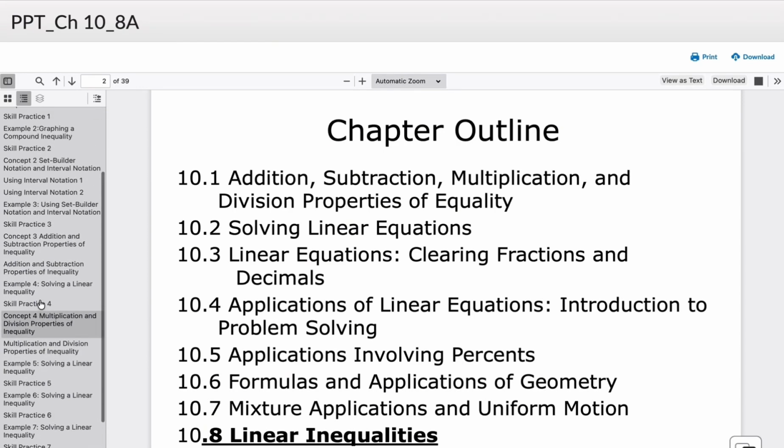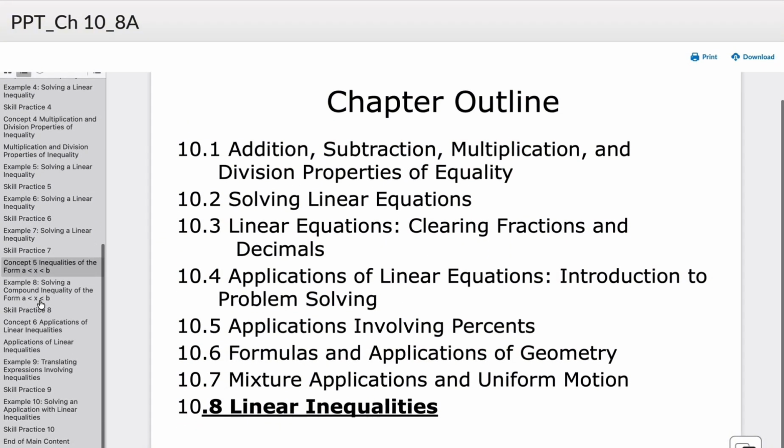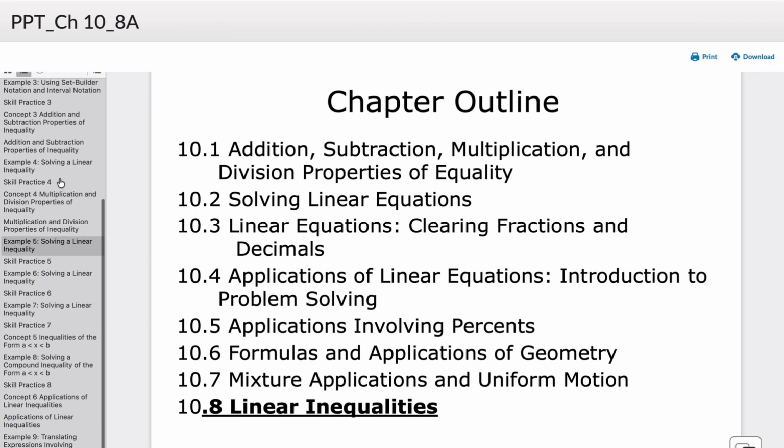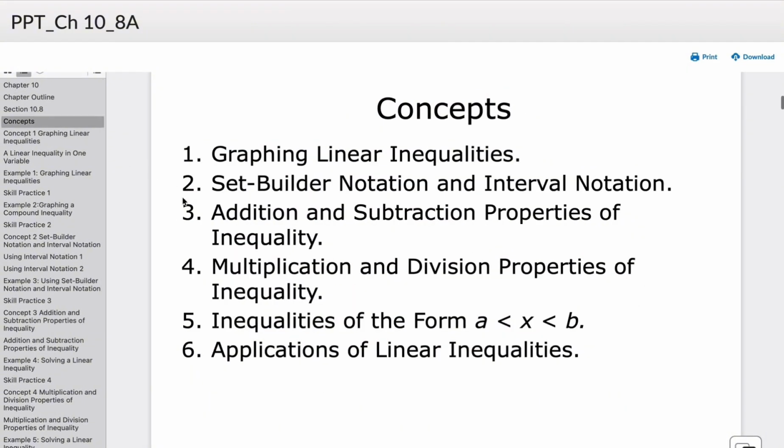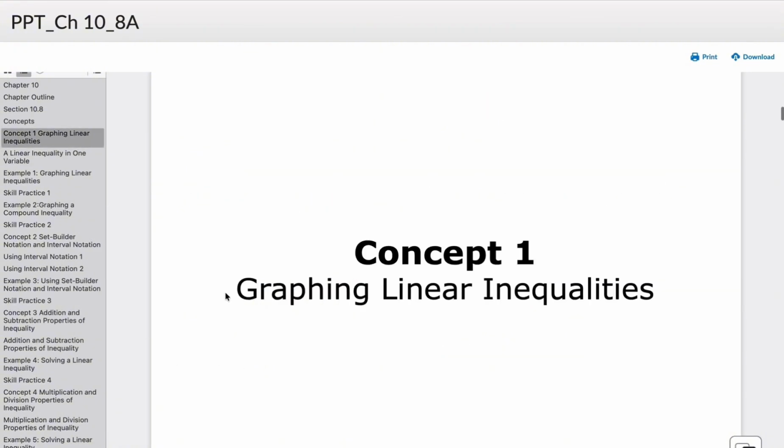So this is the entire chapter outline, but for this homework, we are going between 10.6 and 10.8, right? So we are going to be searching for linear inequalities. So we have the concepts: graphing linear inequalities, set builder notation and interval notation, addition and subtraction properties of equality. We're already doing that. Sorry, it's inequality. And then multiplication and division properties of inequality. Inequalities of the form A less than X less than B, which are compound inequalities, and then the applications of them.